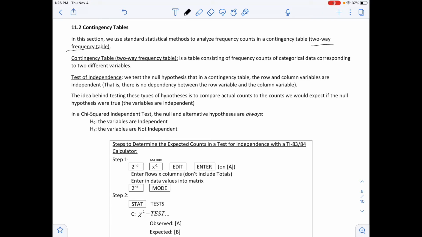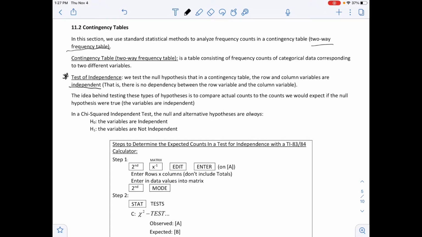The first test that we have in this section is called the test for independence. This is when we test the null hypothesis that in a contingency table the row and the column variables are independent, hence the name. That is, there's no dependency between the row variable and the column variable. The idea behind testing these types of hypotheses is to compare the actual counts to the counts that we would expect if the null hypothesis was true and the variables are independent.